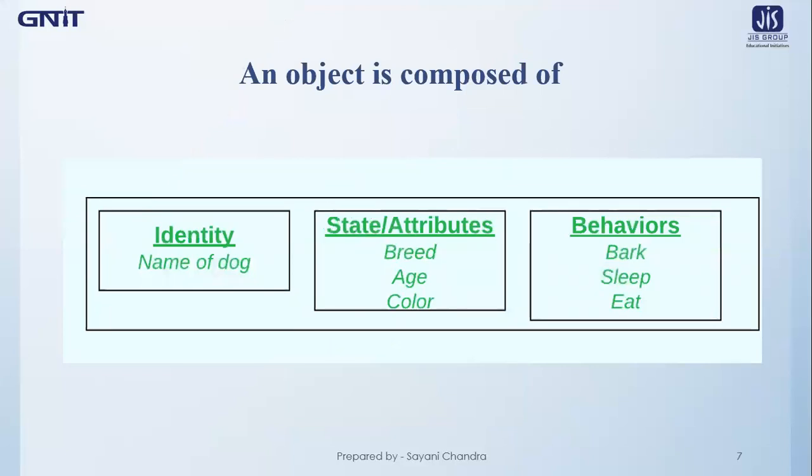So these are the characteristics or properties of the object that I have just discussed. So if we consider a dog class, then an object of the dog class should have a particular name which will be treated as the identity of the dog. A particular dog object should have some states or attributes or properties like breed, age, color, etc. And a particular dog object should have some behaviors like barking, sleeping, eating, running, sitting, etc. So an object can be composed of these three characteristics: identity, state, and behaviors.